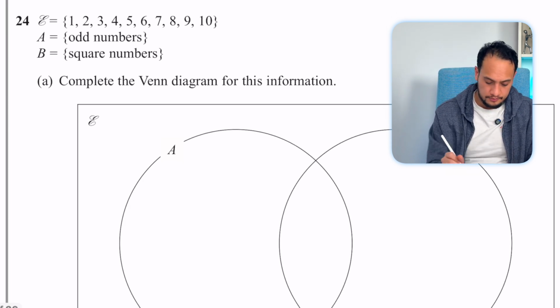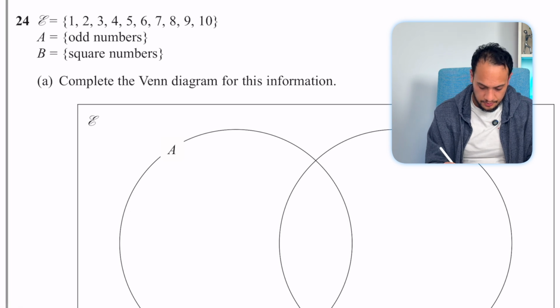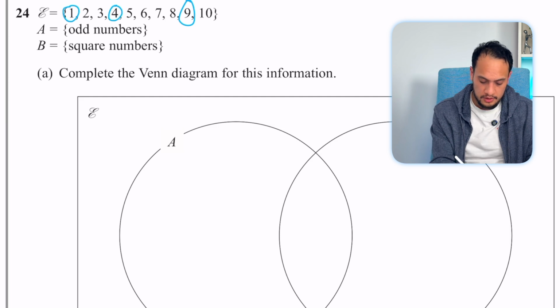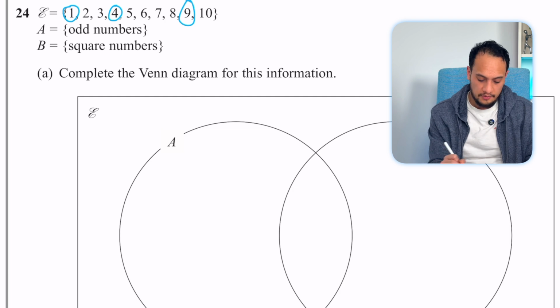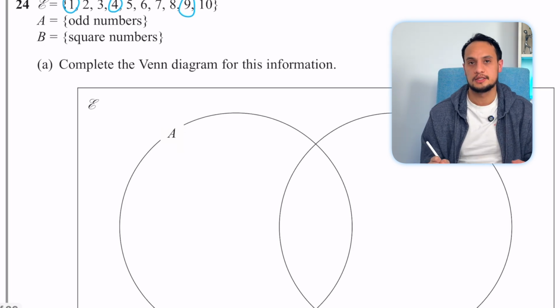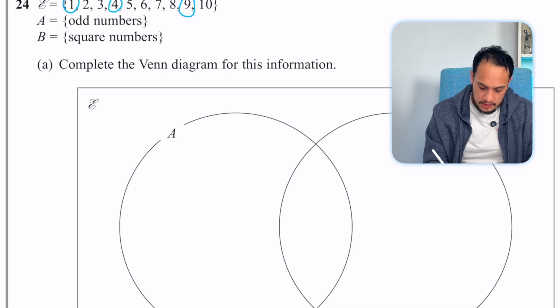So odd numbers, we're just going to put them out. So we've got odds. Let's just look at our squares. So here's a square number. We've got 9, because 3 times 3 is 9. We've got 4, and we've also got 1 as well. So those are all square numbers. But some of them are odd too. So 1 and 9 are odd. So we need to make sure that we put 1 and 9 in the center, because they share both the properties of being odd and square. So you've got 1 and you've got 9 there.